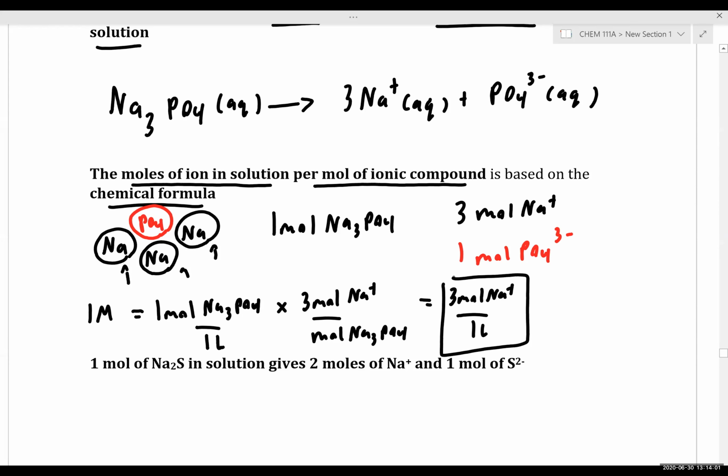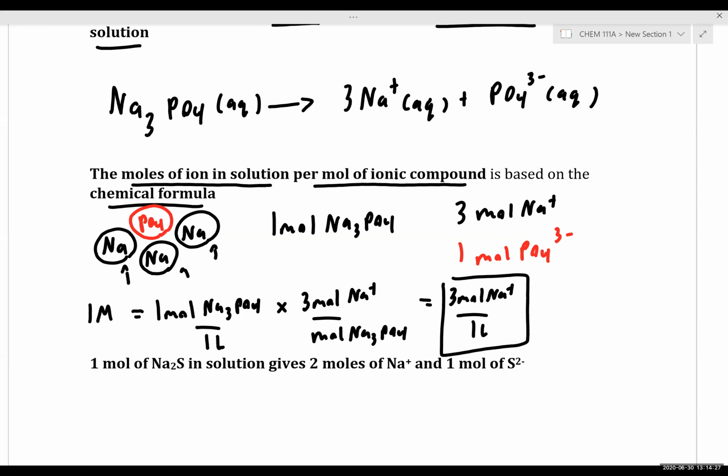This idea that ionic compounds break into their component ions in solution, and the moles of ion per mole of ionic compound is based on the chemical formula. Do these conversions look very familiar to everyone? Does this ring a bell from the formula conversions that we did last chapter?